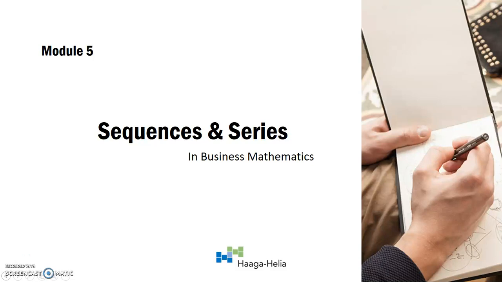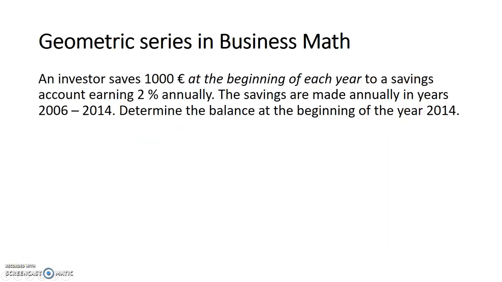Let's continue to study how we can apply the geometric series in business math. Let's use this example to study it in detail. We have an investor that saves 1,000 euros at the beginning of each year to a savings account, earning 2% annually. The savings are made annually during the years 2006 to 2014. And then we're interested in knowing the balance in the beginning of year 2014.